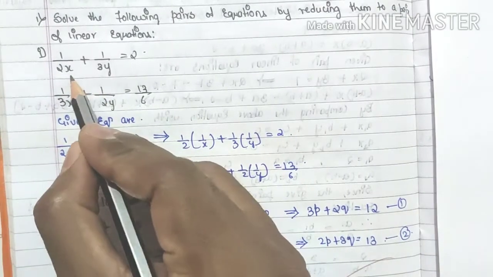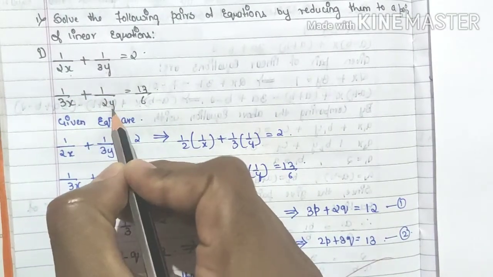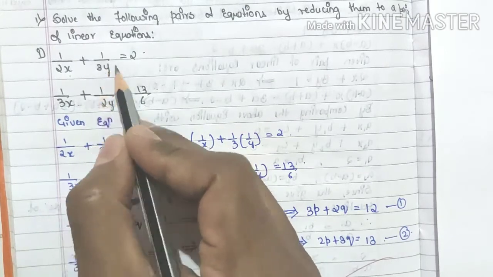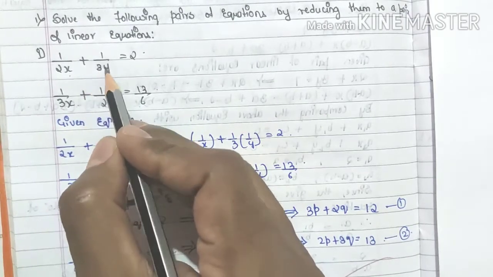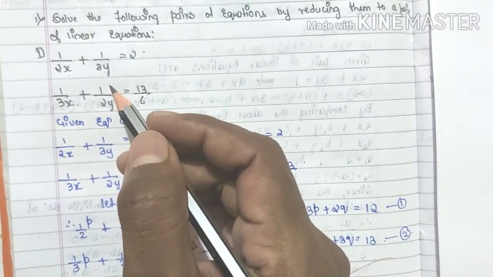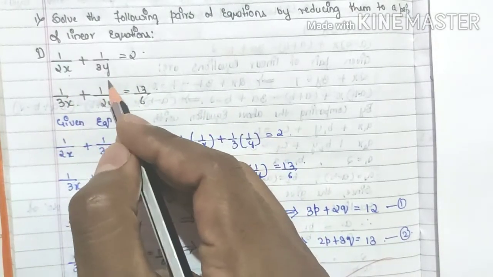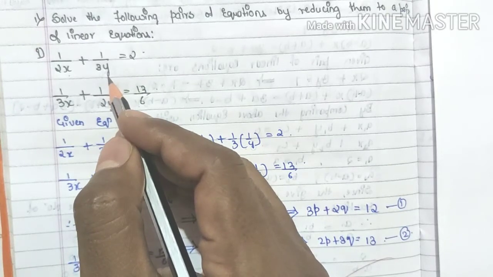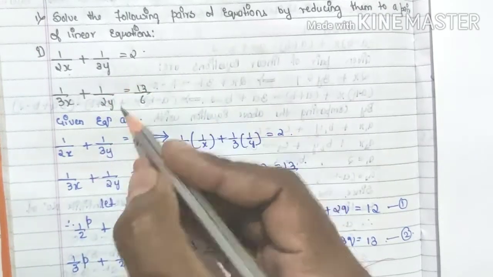Here unknown quantities are x and y. You must know the values of x and y. But you can see that in the previous exercises, the given pairs of equations were in the form of linear equations. But these are not linear equations. First of all, we have to reduce them to a pair of linear equations.